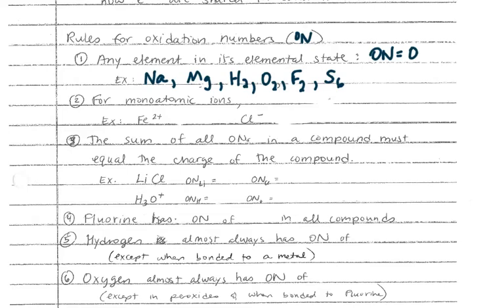For monoatomic ions, the oxidation number equals the charge of the ion. So for an iron ion that has a 2 plus charge, the oxidation number on that iron is 2 plus or plus 2. Chlorine has a 1 minus charge, so the oxidation number is -1.